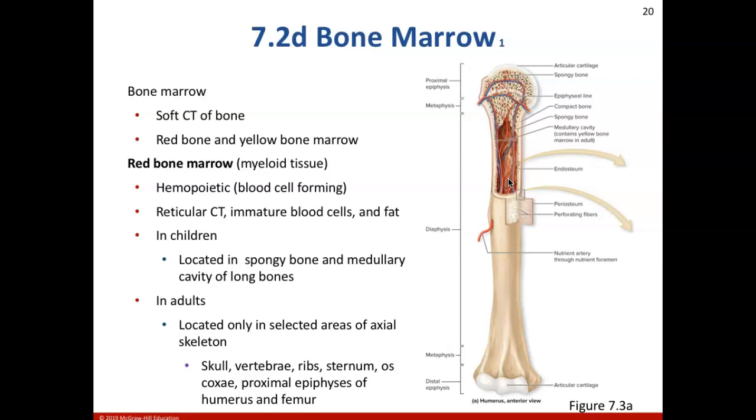And remember, we haven't really discussed the axial skeleton just yet, but you are familiar with these bones since we've been discussing them in lab. So your axial skeleton is going to include basically the bones in the axis of your body: the skull, your vertebral column, the ribs, the sternum, the hyoid bone. Your appendicular skeleton would include things like your os coxa and the proximal epiphyses of your humerus and femur.